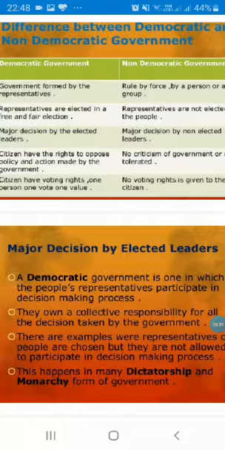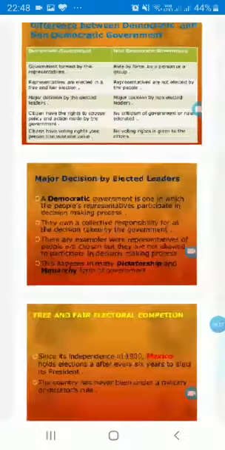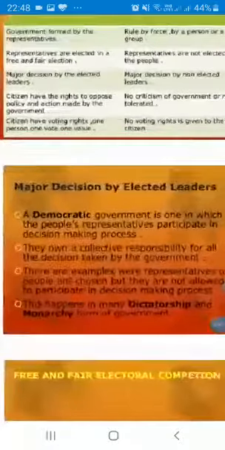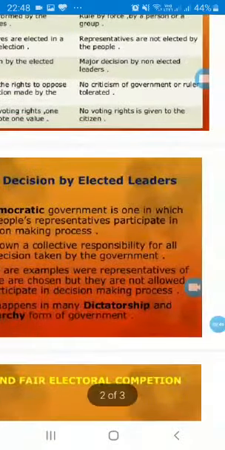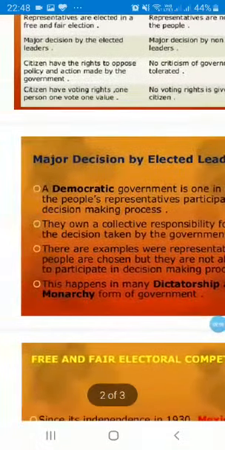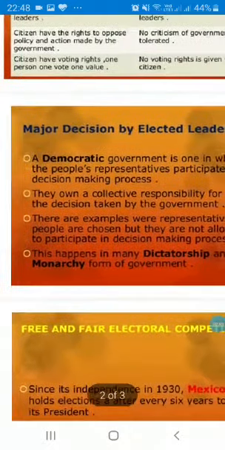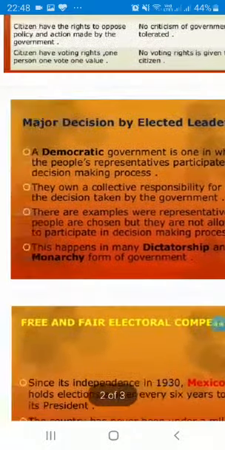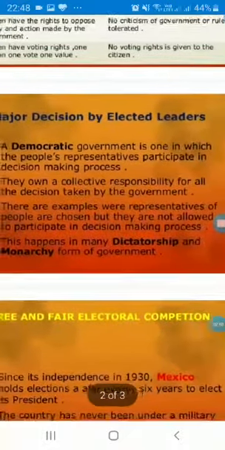In non-democratic countries, nobody can even aspire for any big post unless he is ready to be a tool in the hands of the rulers, dictators, or military leaders. Now we will discuss major decisions by elected leaders. A democratic government is one in which the people's representatives participate in the decision-making process. They own a collective responsibility for all the decisions taken by the government.